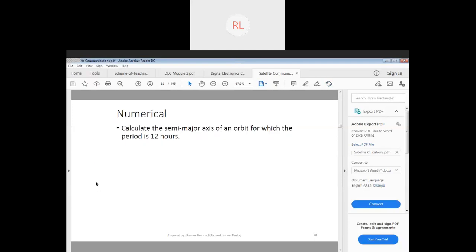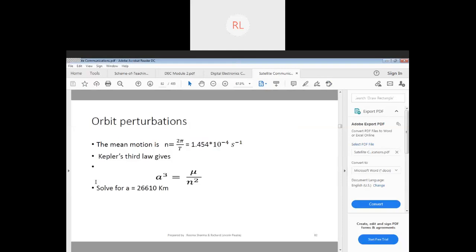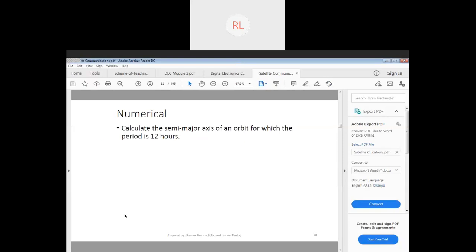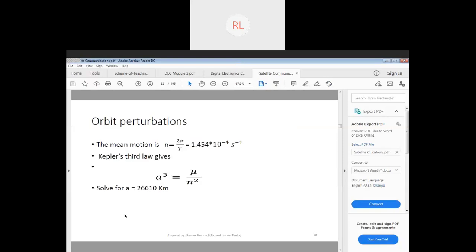Right. So this was the problem that we were discussing yesterday. We had started off with the problems based on orbit perturbations, and we had to calculate the semi-major axis of an orbit having the period of about 12 hours, which means t is given here, which is 12. So I have the formula, the mean motion n is equal to 2 pi by t. Pi is a constant, t is given, so I get the value here. And using Kepler's third law, I have this formula where a cube is equal to mu divided by n square.